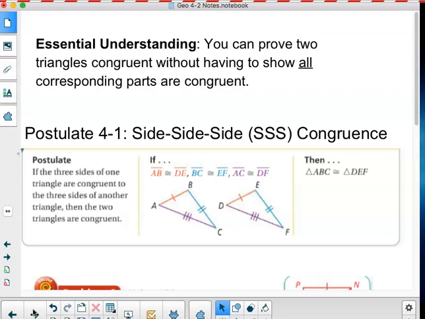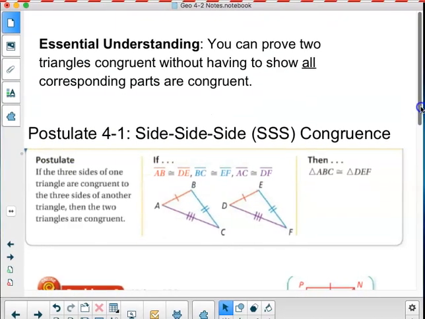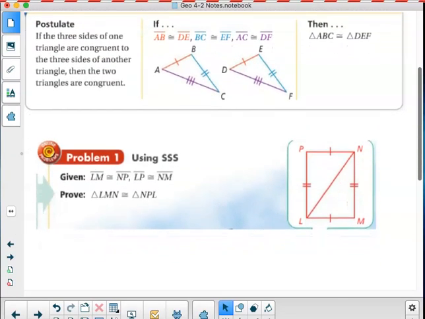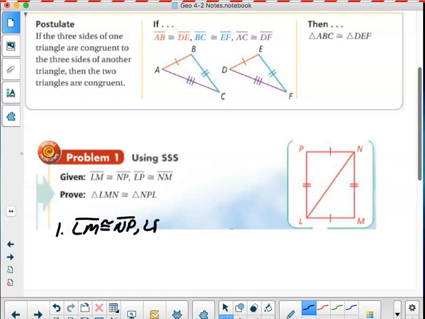How do we use it? Well, let's get down to it. I got a proof. What's the first thing I write in a proof? Given. Get the given down. 1. LM is congruent to NP. LP is congruent to NM. That is given.